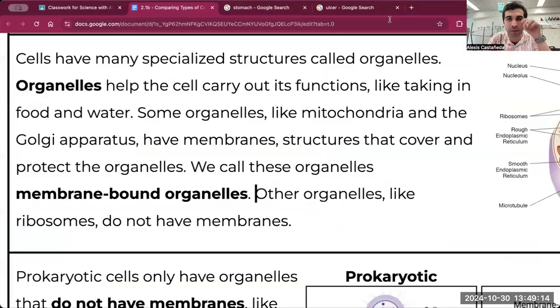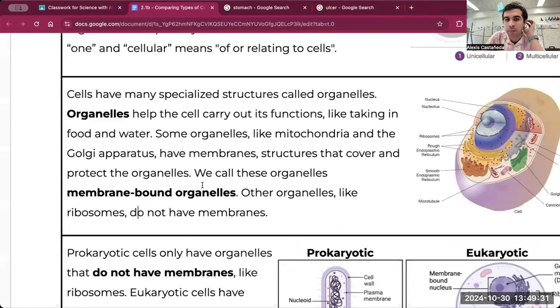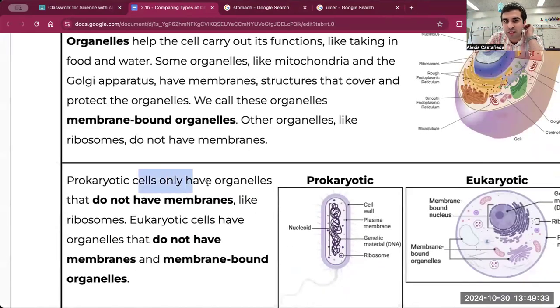So that's kind of what a membrane is. What a membrane does is it keeps the things inside that need to be inside. So organelles that keep things inside are called membrane-bound organelles. The ones that do not keep things inside are just other organelles, organelles that do not have membranes. Prokaryotic cells only have organelles that do not have membranes, like ribosomes.